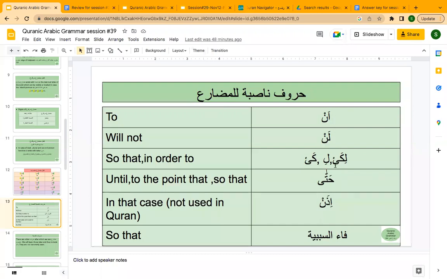An, lan, li, kai, hatta, idhan, fa. Okay. Keep that in mind.